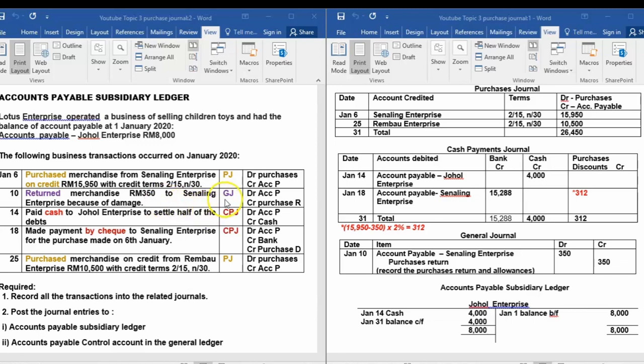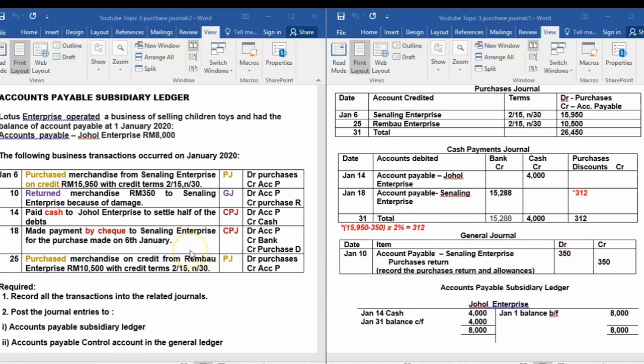The next transaction, 10th of January, return merchandise RM 350 to Senali Enterprise because of damage. So we have to record in the general journal, debit account payable, credit purchase return. So this is the format of the general journal. Debit account payable and credit purchase return 350.